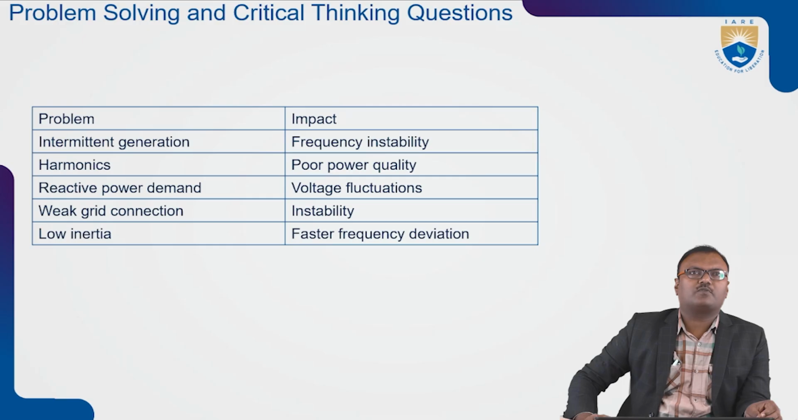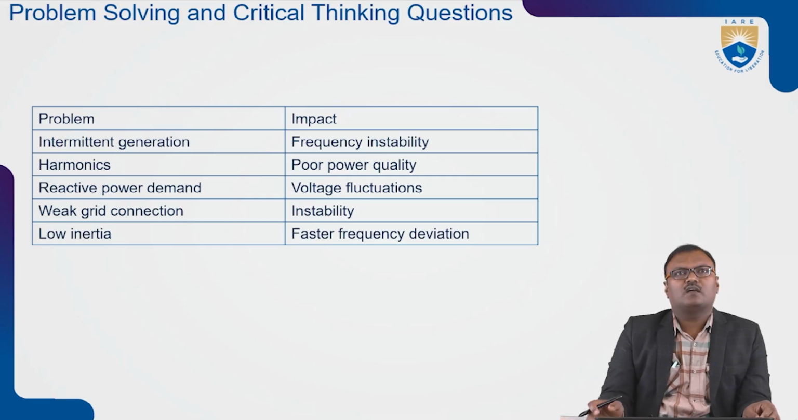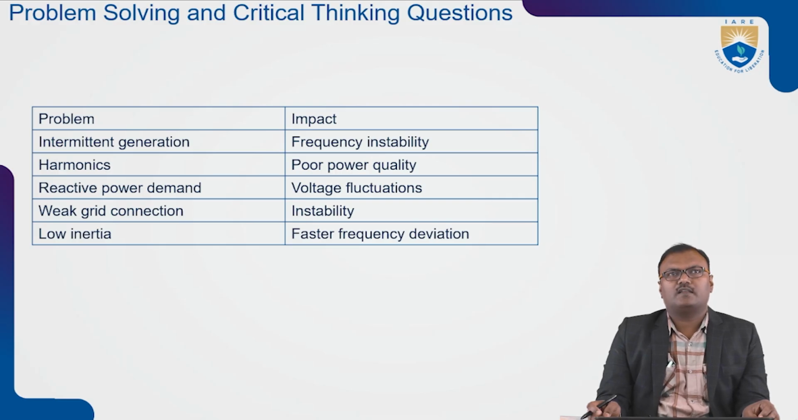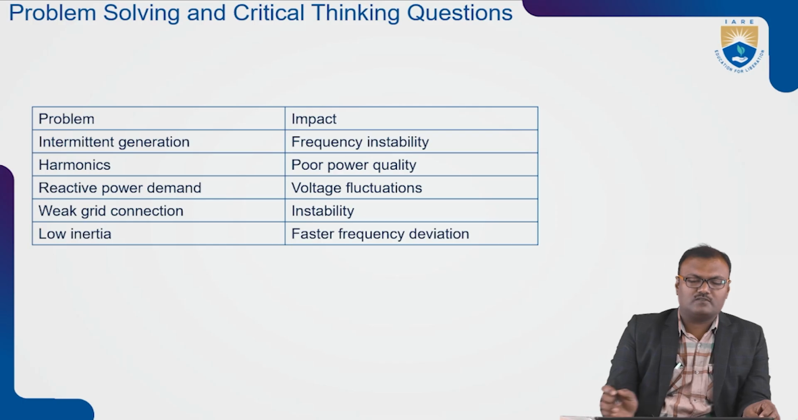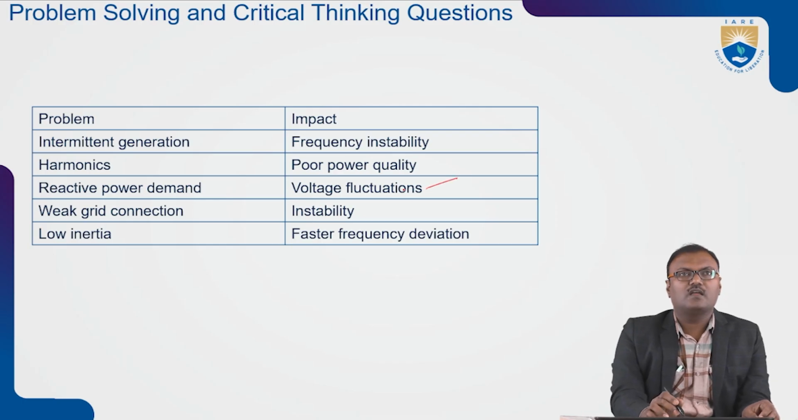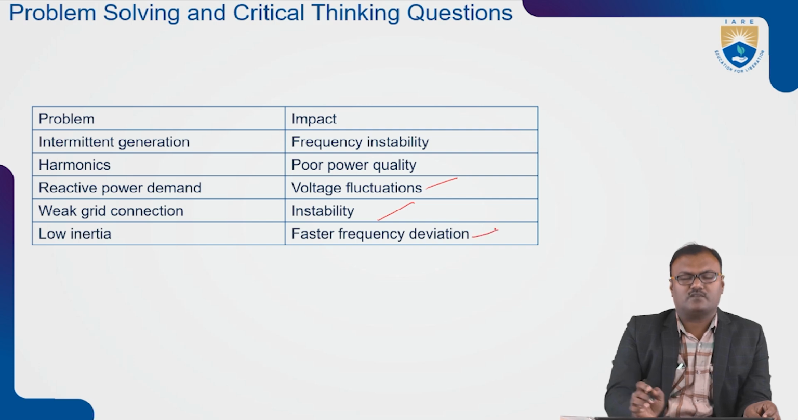And these are the different problems and their impact. That is intermittent generation, and the impact is here: frequency instability. Harmonics are going to cause poor voltage, poor power quality, and reactive power demand is going to cause voltage fluctuations, and weak grid connection is going to cause instability, and finally low inertia is going to impact faster frequency deviation.